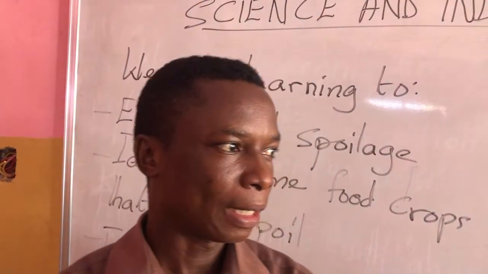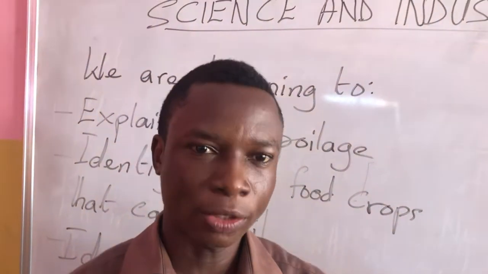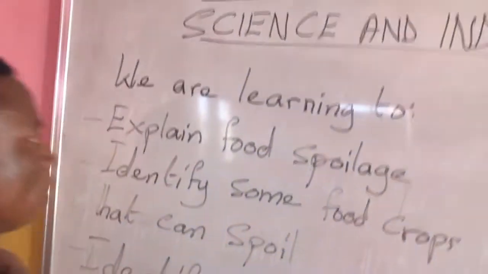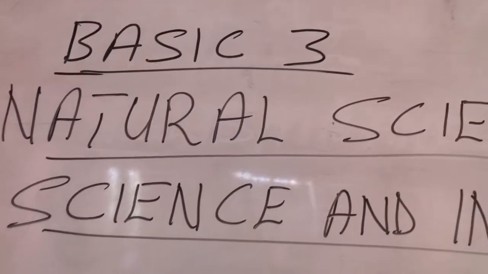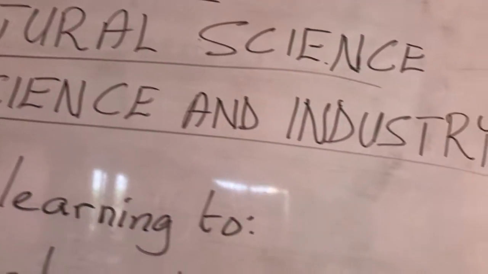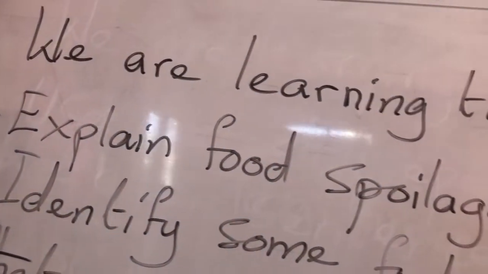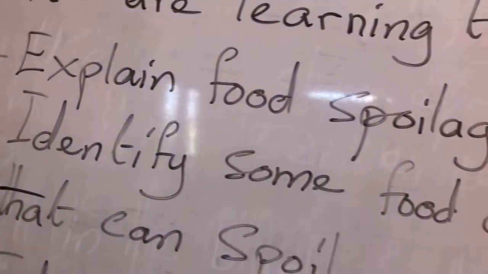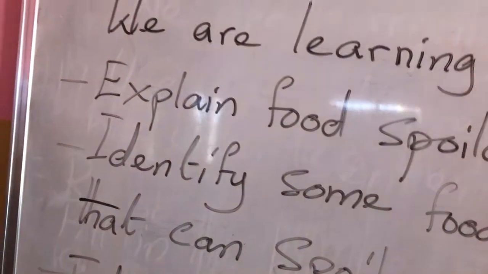We'll be looking at science and industries, in natural science. Now, what is our main objective for today? We are learning to explain food spoilage, to identify some food crops that can spoil. Also, we are identifying causes of what? Food spoilage. Some causes of food spoilage.